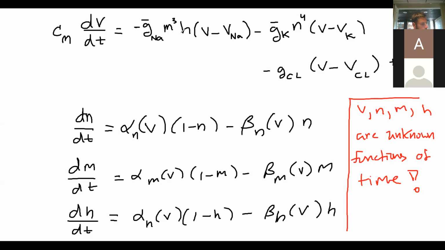Now, does anybody have a question or a comment? So to solve this system, your job would be to find solutions. You would need 4 functions, v, n, m, and h.